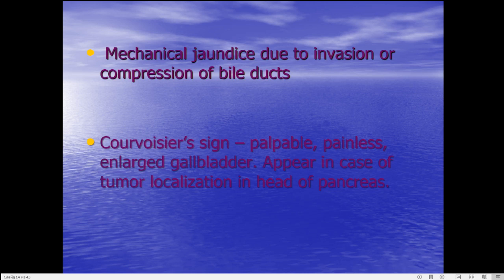Mechanical jaundice, due to invasion or compression of bile ducts, is the most common first symptom in cancer of the head of the pancreas. It depends on the localization of the tumor. The first symptom in cancer of the head of the pancreas is mechanical jaundice, before any other symptoms.